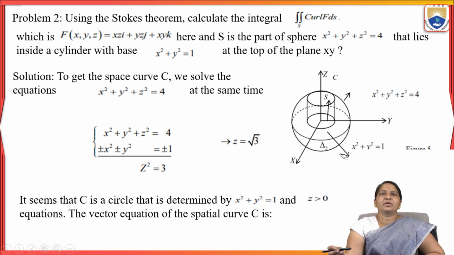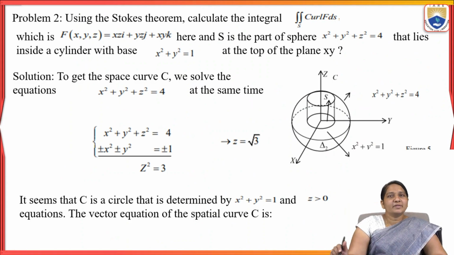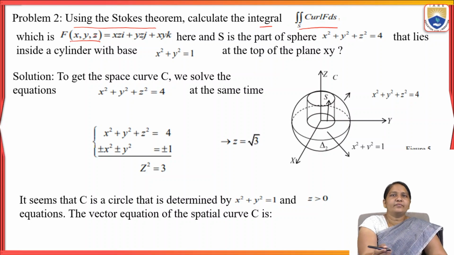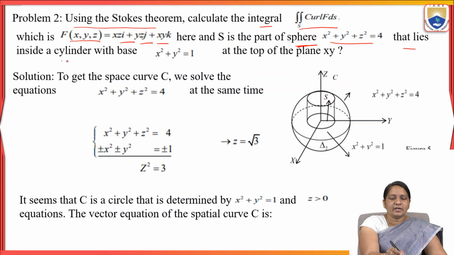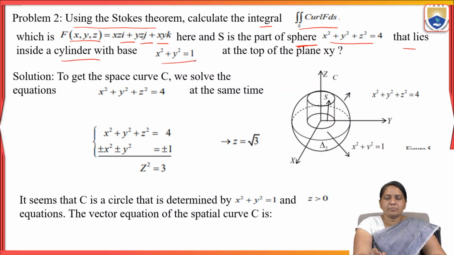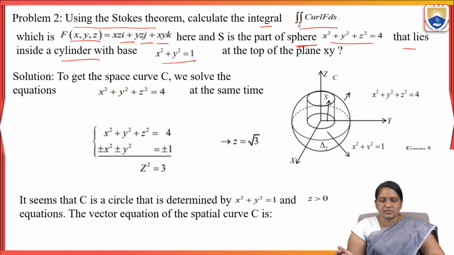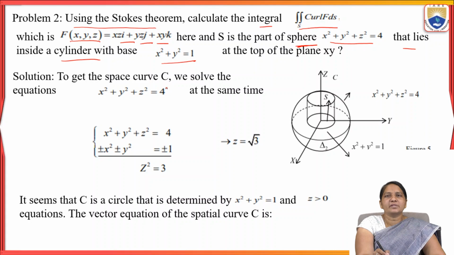We'll see one more example here. So here they mentioned using Stokes theorem, calculate double integral over S of curl f bar dot dS, and the f value they gave is xz i plus yz j plus xy k, and S is a part of the sphere. What is that sphere? x square plus y square plus z square equal to 4, that lies inside a cylinder with a base x square plus y square equal to 1 at the top of the plane xy.